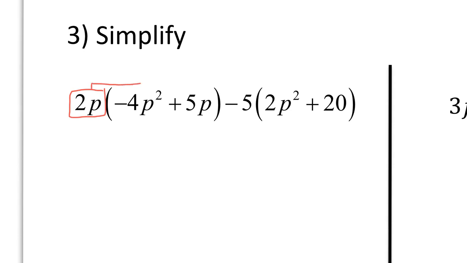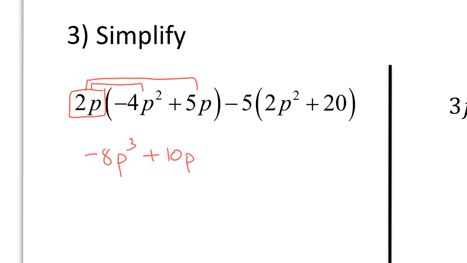First you multiply by negative 4p squared. So 2 times negative 4, that's negative 8. A p times a p squared, that's going to be p to the third power because this one has an invisible 1 exponent plus 2, that's 3. You add the exponents when you multiply the same bases. And then you multiply 2p times the 5p, that's going to be positive 10. You multiply the numbers, 2 times 5 is 10.